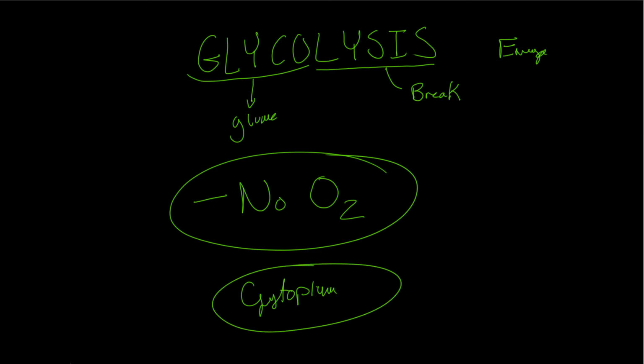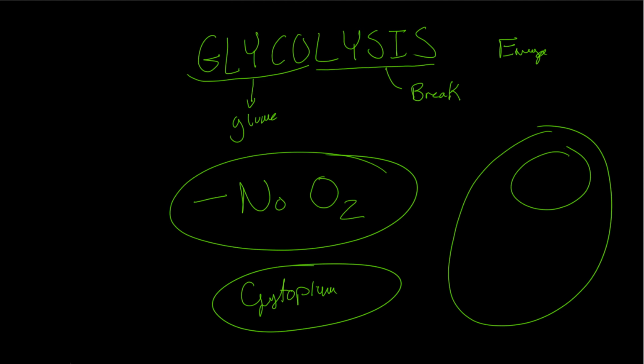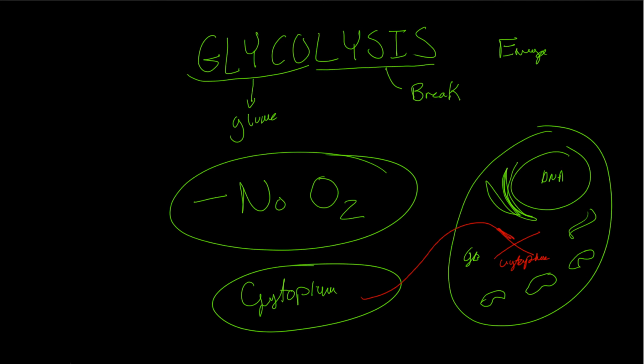All right, so think about a cell, for instance, right? We have a nucleus with our DNA. We've got the rough endoplasmic reticulum. We've got some smooth ER. We've got a Golgi body. And we've got multiple mitochondria, okay? This process will take place in the cytoplasm. All right, it happens in the cytoplasm.